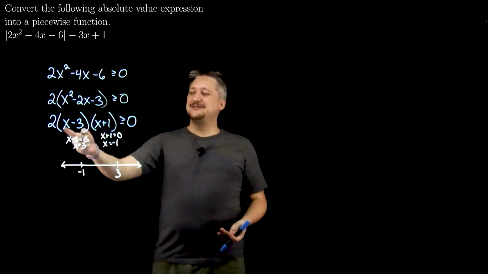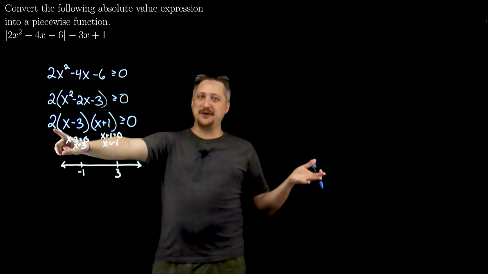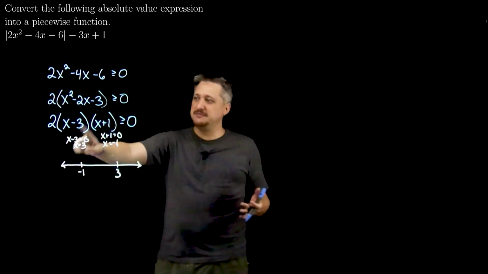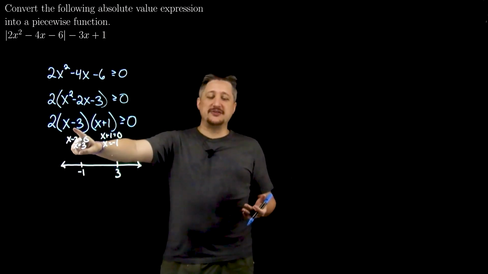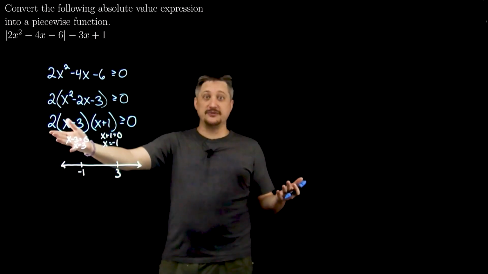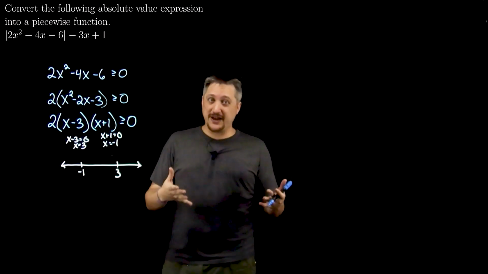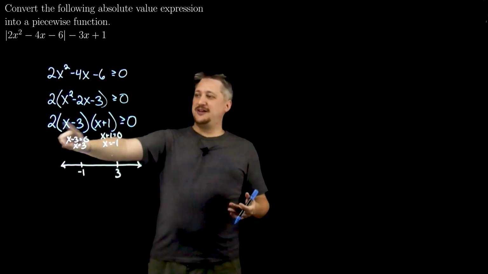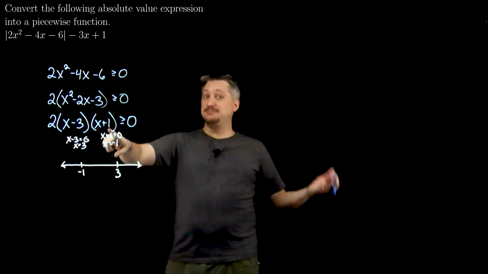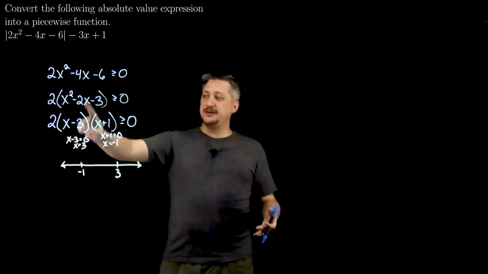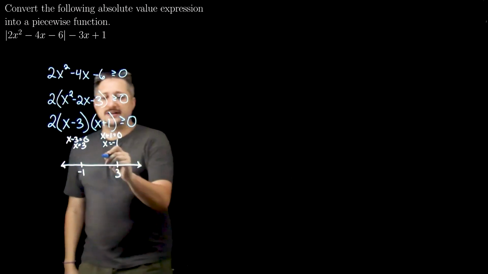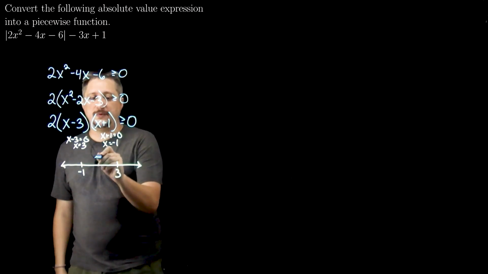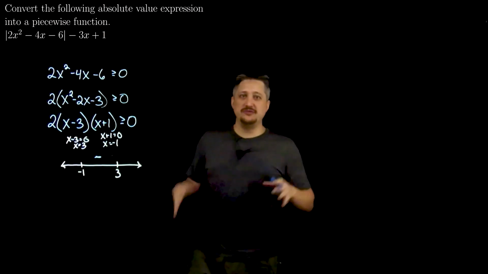So picking 0, I look at it and I'm like, okay, 2, always positive. I'm good with that. Putting 0 into x minus 3, well, 0 minus 3 is -3. I don't even need to compute the value. I just need to know 0 minus 3 is negative. So I'm going to have positive, negative, and 0 plus 1, positive. So I have a positive times a negative times a positive. That's negative, right? So that in-between region is negative.